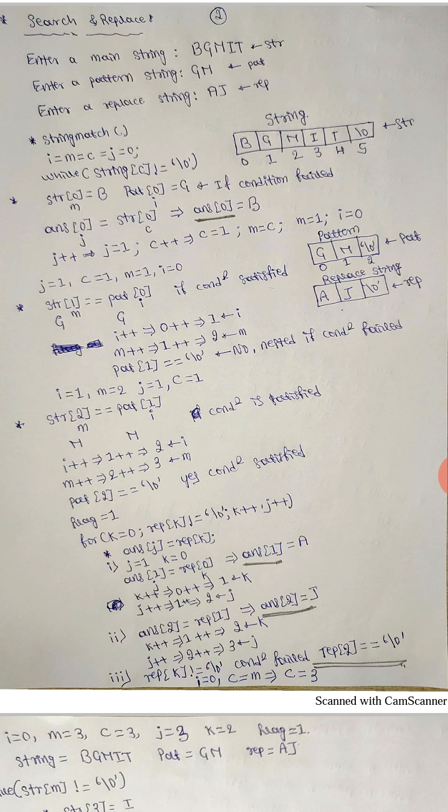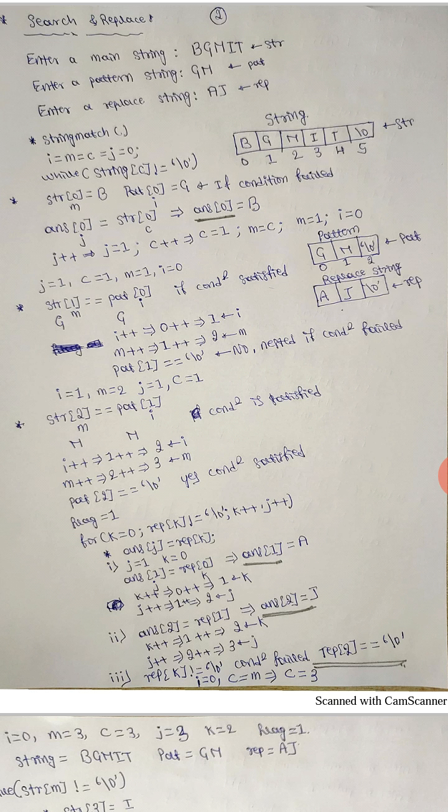It means, in case of our example, we have taken the pattern as GM. When we compare our main string initially with B and G, the match fails. So I simply move the index of the main string, but I am not going to change the index value of the pattern string.